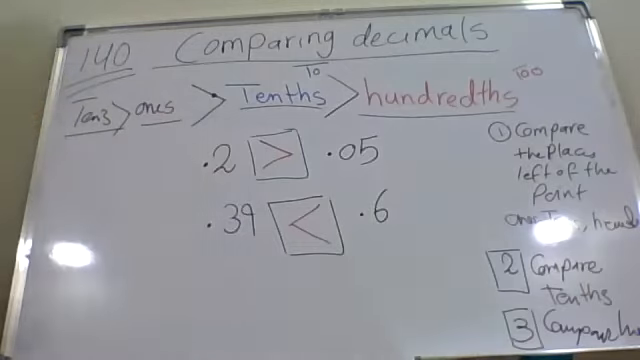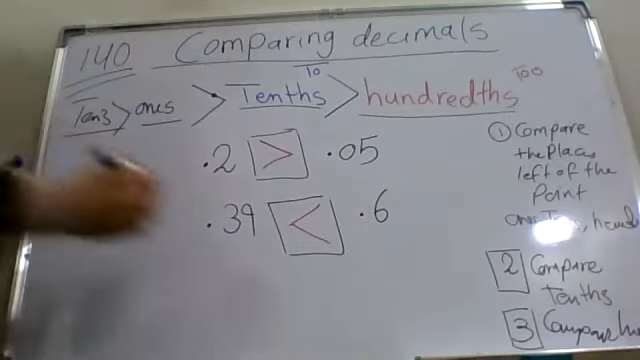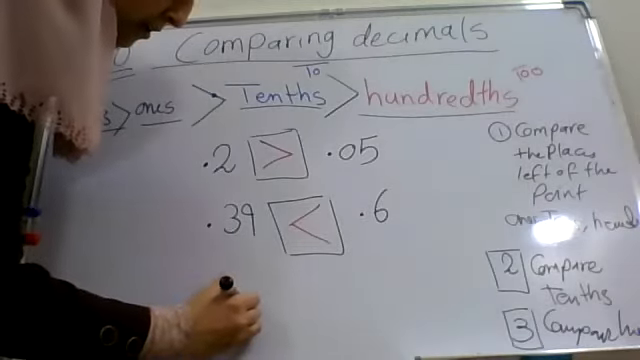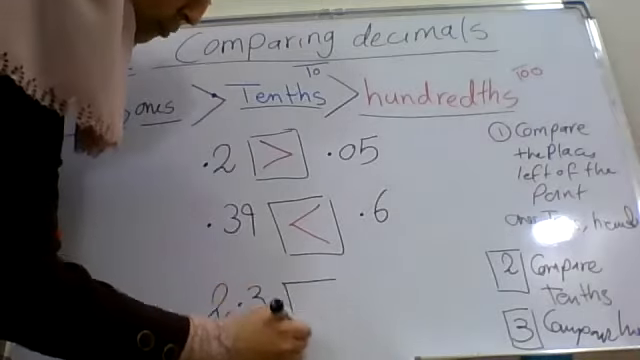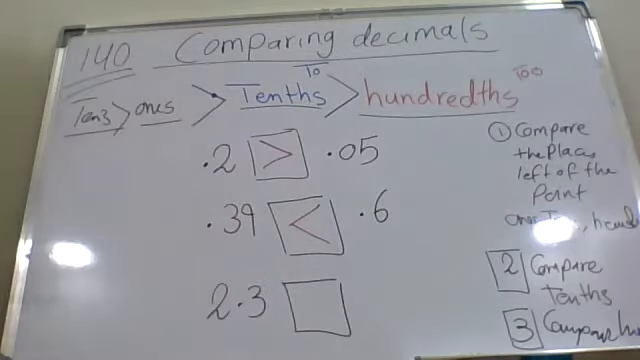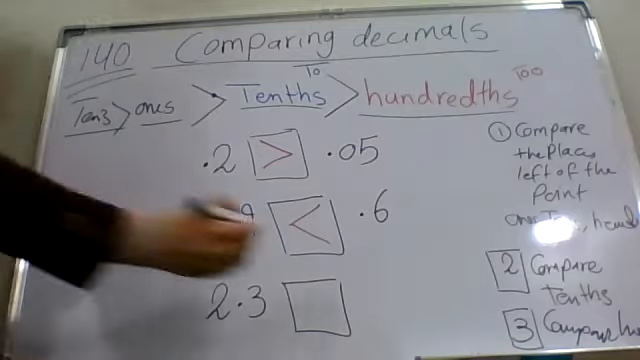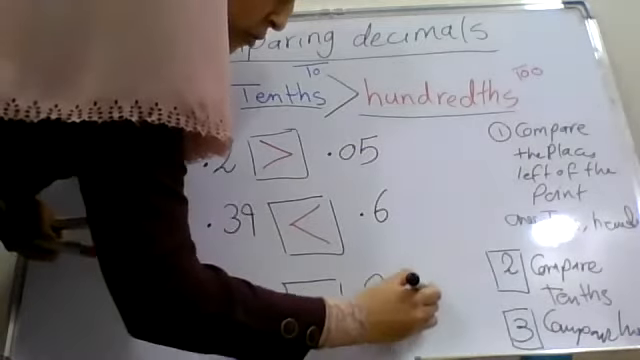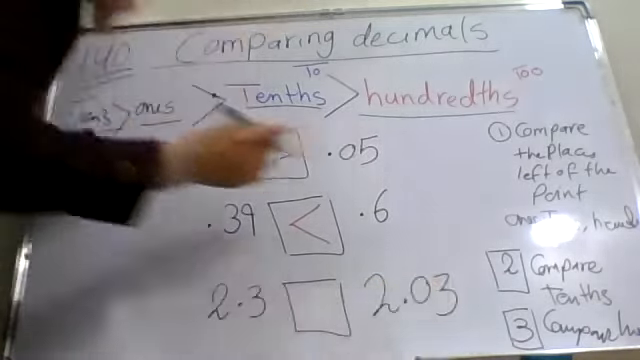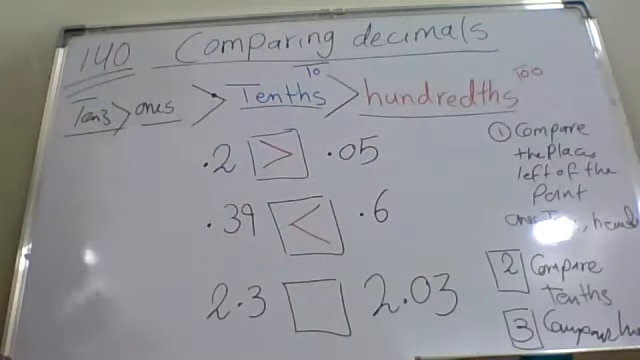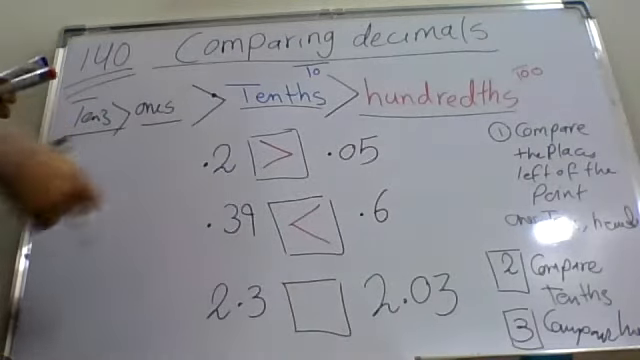Okay, next one. I have 2.3. Look here, we change it. We have the ones place now. You have to start with the ones place. And I have 2.03. Okay, look at these numbers. What do you think? Are they equal?